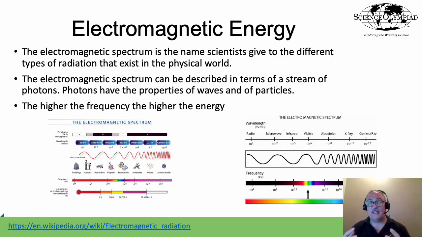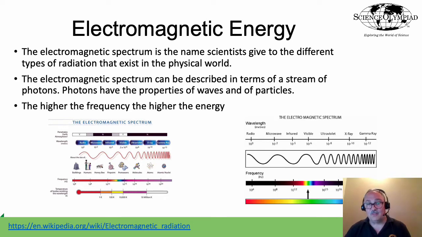So, electromagnetic waves have energy. The electromagnetic spectrum is the name scientists give to the different types of radiation that exist in the physical world. Sometimes it's going to be very low, like radio waves, or it might be microwave or radar waves, might be infrared, might be visible radiation, which we can perceive with our eyes. And by the way, how good the human eye works is what determines the upper and lower part of visible. Dogs have a different visible spectrum. And then above that spectrum is ultraviolet, and above that is X-ray, and above that is gamma rays. And gamma rays includes all sorts of things, including cosmic rays.